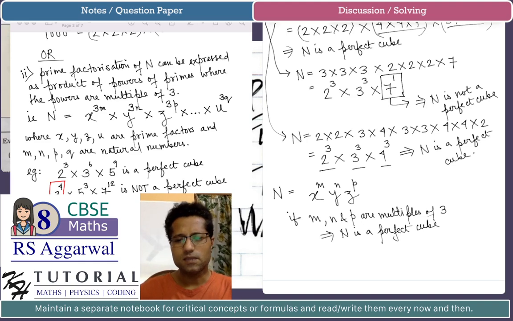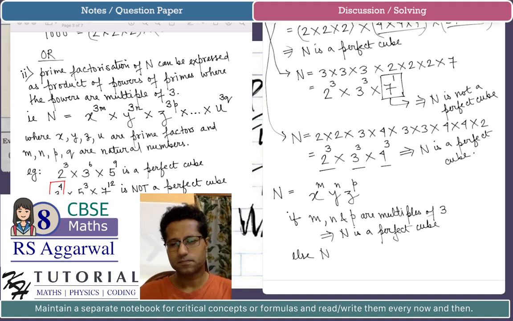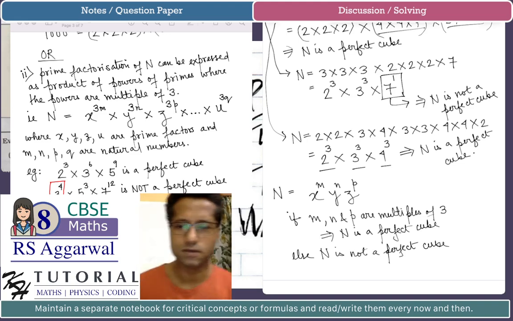Else, that is, if at least one of these powers, either m or n or p, at least one or more, is not a multiple of 3, then N will not be a perfect cube. So instead of giving you a specific particular number, you will be given this kind of problem. So from the powers of the prime factors also, you should be able to say whether a given number is a perfect cube or not.